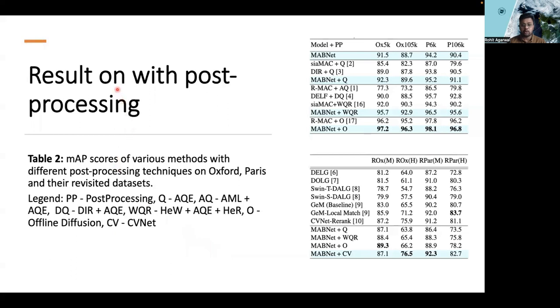MabNet, when compared on with post-processing techniques, outperforms all the other models. MabNet also outperforms all the other models in each post-processing technique. In the older Oxford and Paris datasets, offline diffusion gives good results, whereas in the revisited, offline diffusion and CVNet re-ranks give better results.